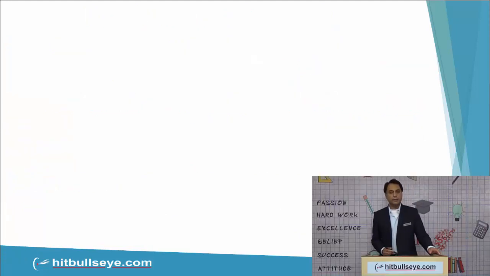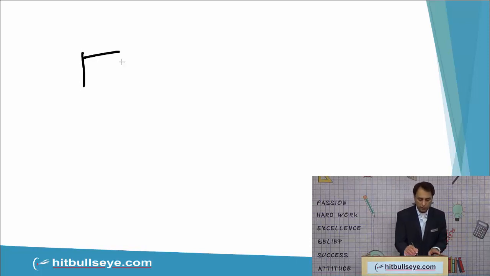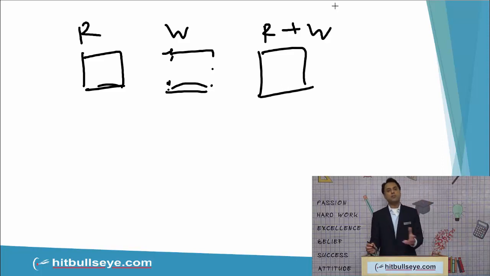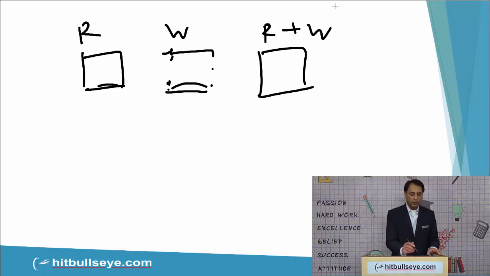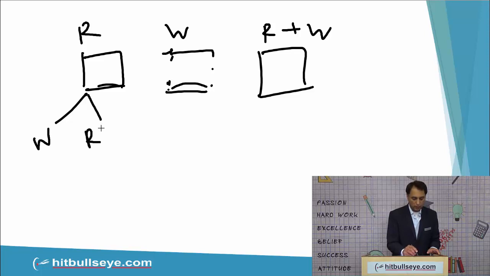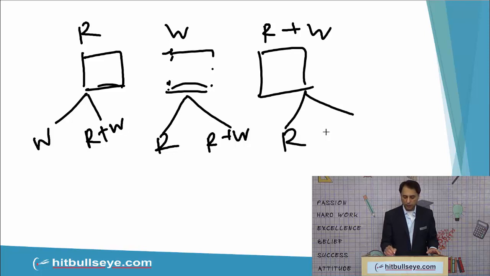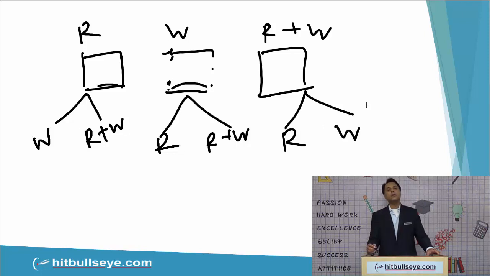So a quick working here. We have these 3 boxes: red, white, and red plus white. And they're all mislabeled, which basically means the red box may have either white or red plus white. The white box may have either red or red plus white. And the red plus white box may have either red or white balls.